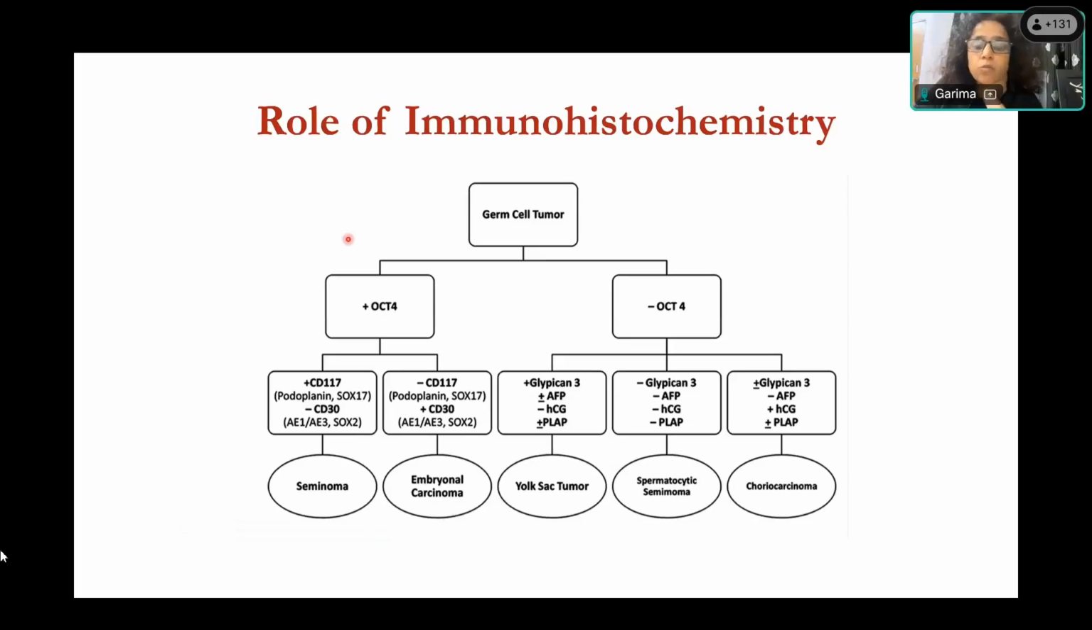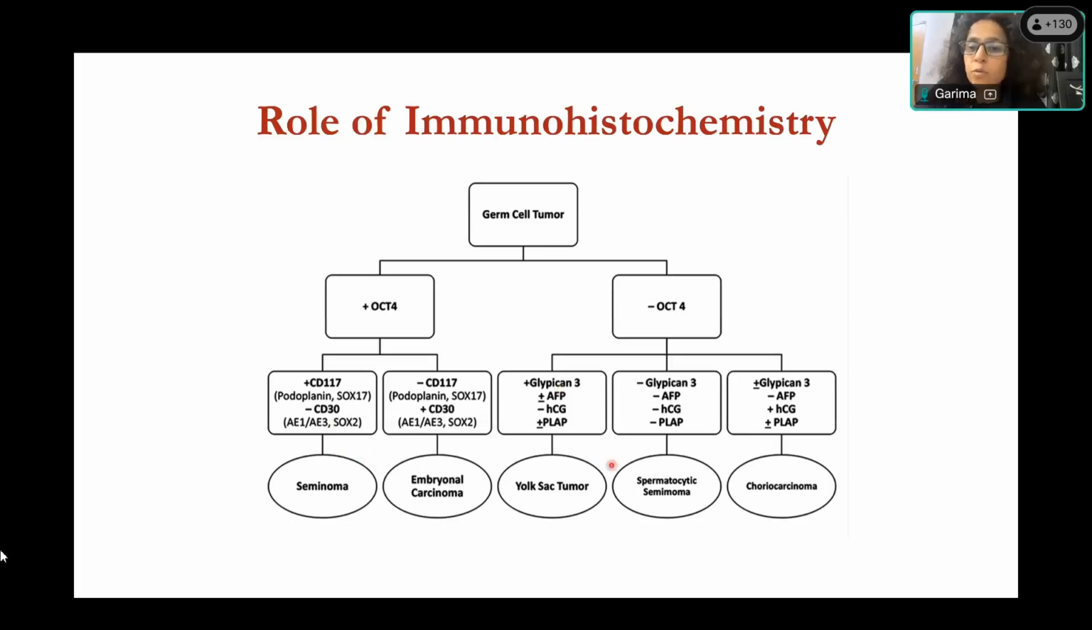Okay. Now, what is the role of immunohistochemistry in differentiating these tumors? So germ cell tumors can be divided into OCT4 positive and OCT4 negative. Also, you can use SALL4 or PLAP. Then if the tumor is CD117 positive, CD30 negative, it is seminoma. CD30 positive, CD117 negative, embryonal cell carcinoma.